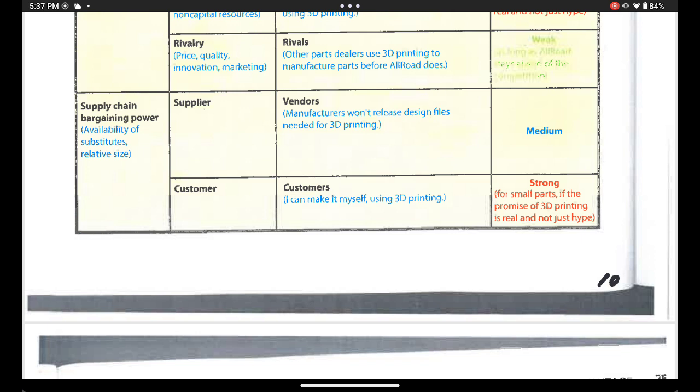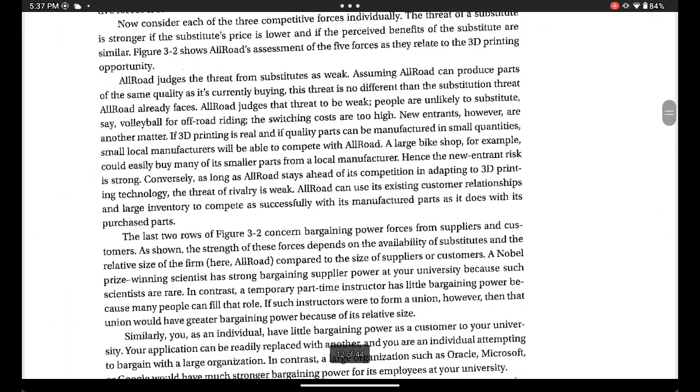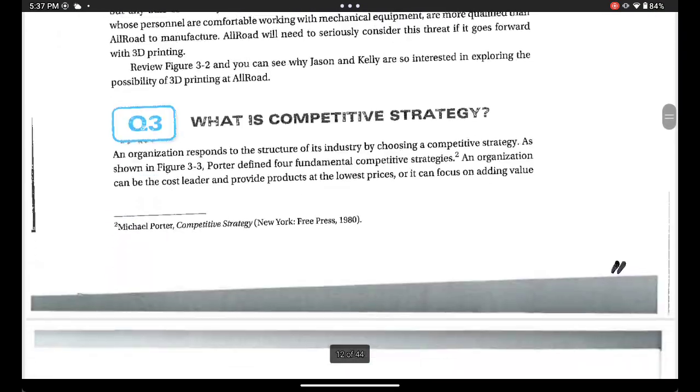So it's like medium. Customers: I can make it myself. So if the customers can do the 3D printing themselves at home instead of buying from you, that means it's strong, right? Strong, strong bargaining power. They don't have to buy from you. They can make it at home with their own things. So that's basically what the whole thing is saying.